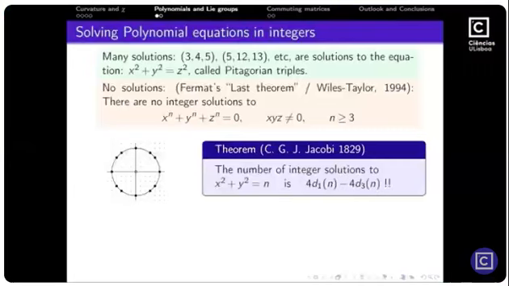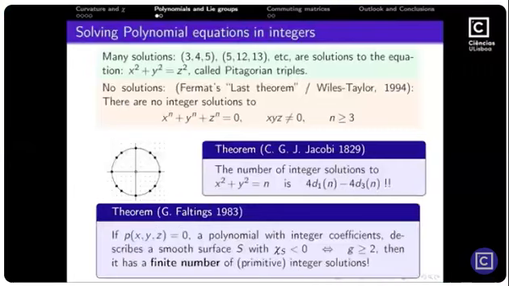Another very interesting theorem on this kind of question, much later, by Faltings, who won the Fields Medal for this theorem, is the first glimpse of a strange relation between the Euler characteristic and the number of solutions of polynomial equations. This is something I cannot explain in detail, but let's take a polynomial with integer coefficients that describes a smooth surface with negative Euler characteristic, which means that the genus is at least 2. Then it has only a finite number of, let's say, integer solutions.